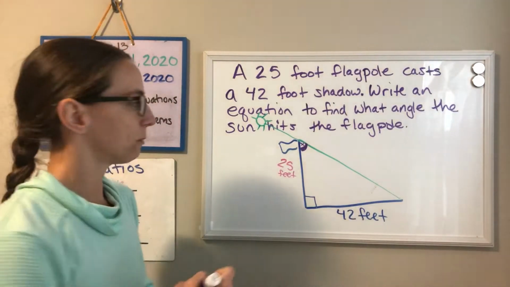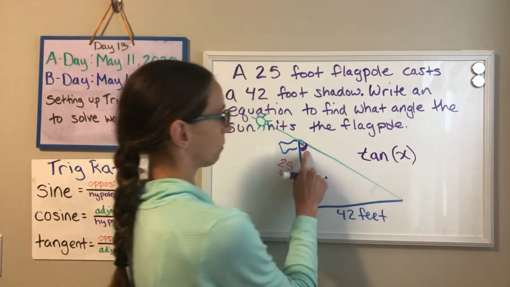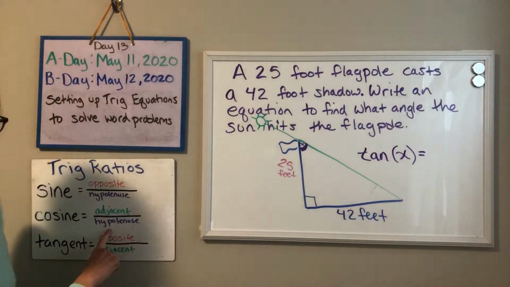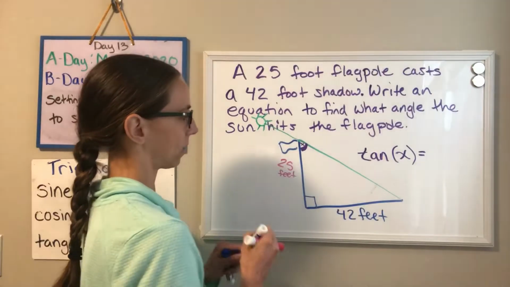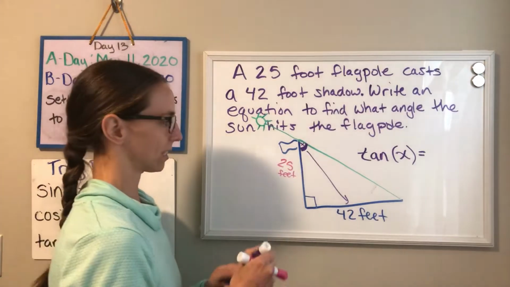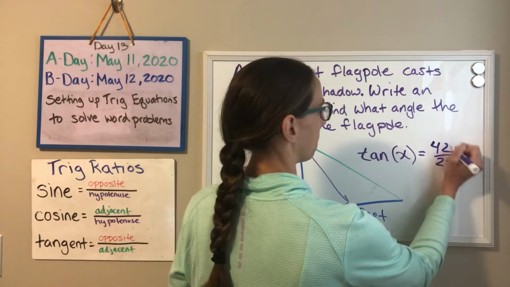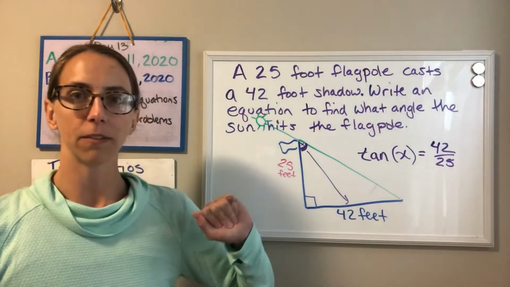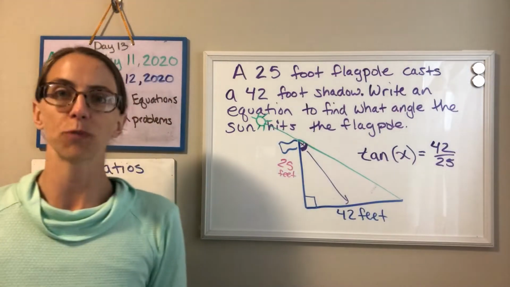So my equation will start out by saying the tangent of my unknown, which is x, would be equal to the opposite over the adjacent. So the opposite, looking directly across, would be 42 over the adjacent, which is 25. That's it. All we're doing is writing the equation. We're not worrying about solving it. We're not worried about moving things around. The tangent of x would be equal to 42/25.